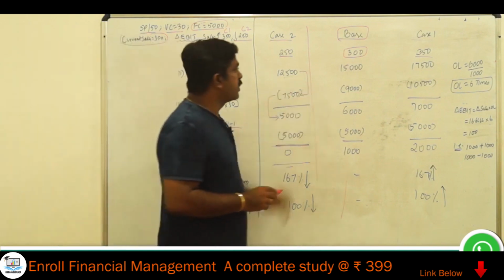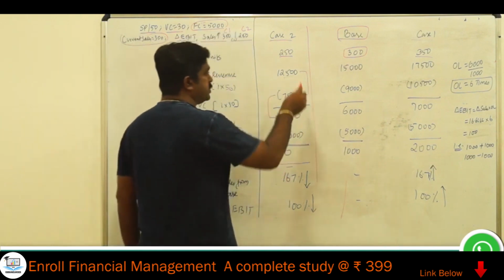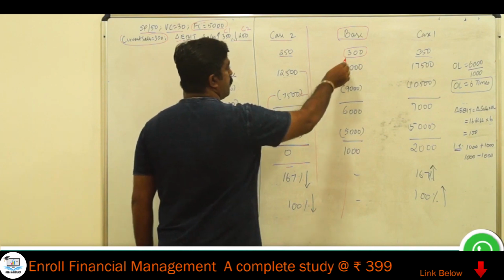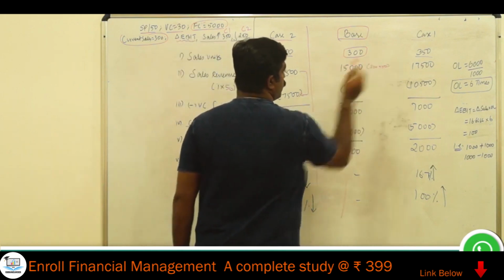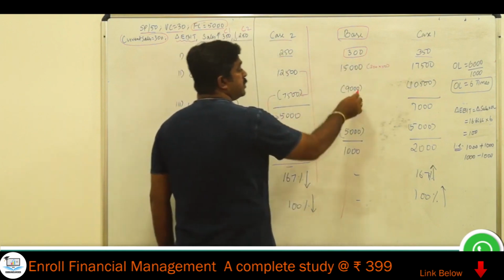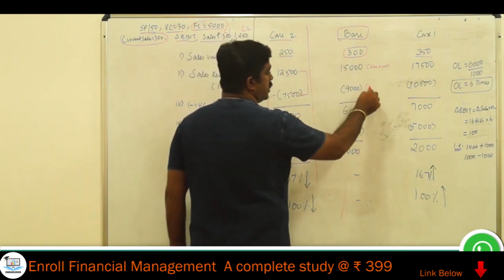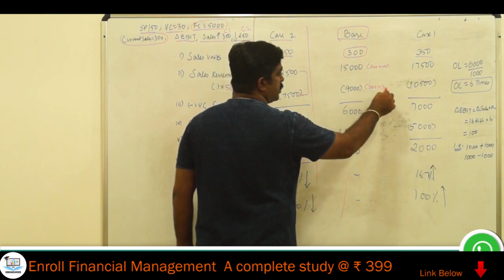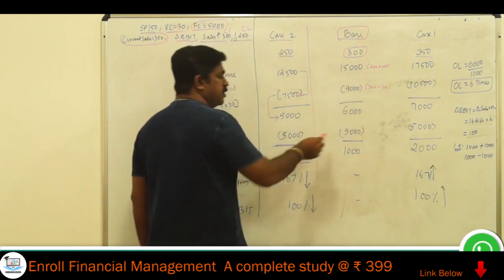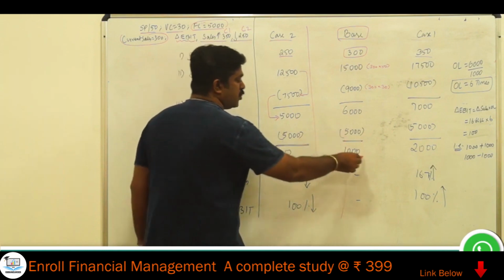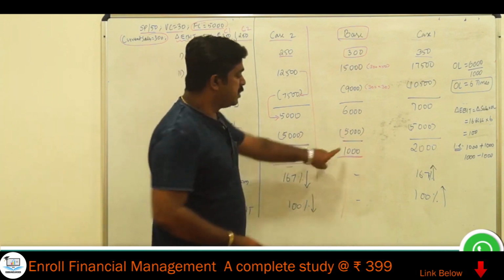Let's do that for the base case. 300 units multiplied by 50, that is 15,000. Then variable cost. 300 multiplied by 30, 9,000. 15,000 minus 9,000, 6,000 is the contribution. Fixed cost is 5,000. So EBIT is 1,000. This is the base case.